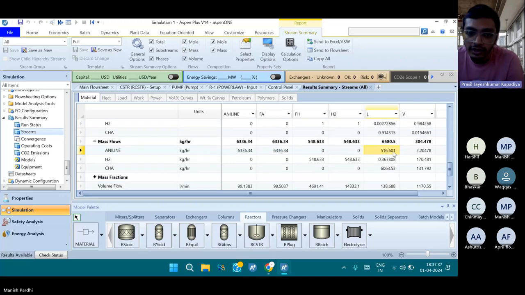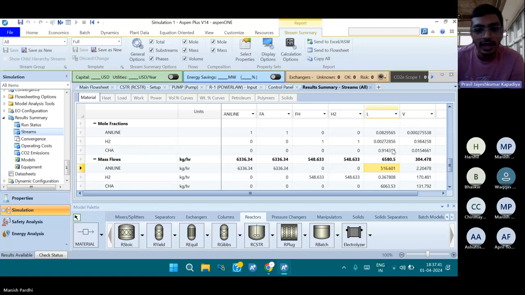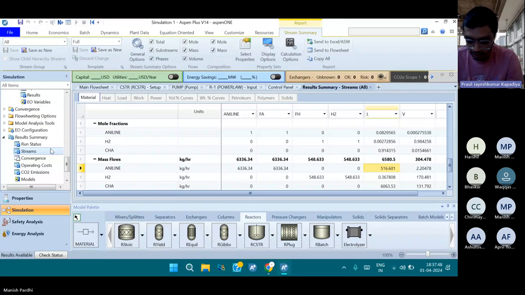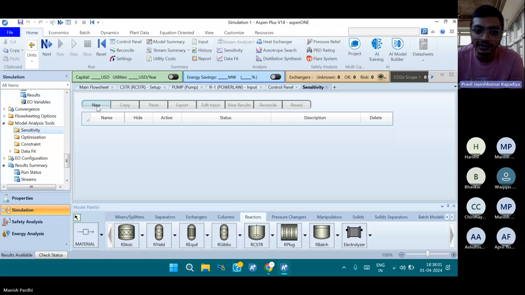Yes, obviously we can do that. How can we do that? Can we perform sensitivity analysis? Yes, very good. Let's try it. Let's perform sensitivity analysis on which reactor parameter. Okay, let's first go to sensitivity. Pressure. Let's play with pressure. I was suggesting temperature first.